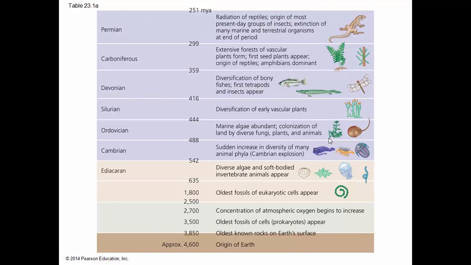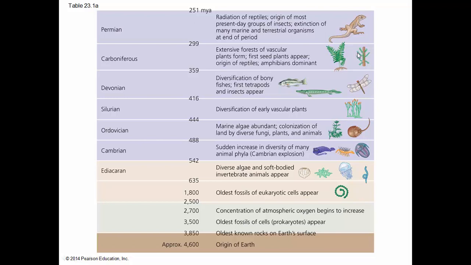Okay, so here is the Paleozoic period in more detail. You don't need to know this detail, but you do need to know that it's the Paleozoic period and what organisms occur in there. There's the Cambrian period, where there was a sudden increase in diversity of many animal phyla. Here's Hallucigenia right here. The Ordovician, the marine algae is abundant, colonization of land by diverse fungi, plants, and animals. The Silurian, which is the diversification of early vascular plants. Devonian, the diversification of fishes, and the first tetrapods like Tiktaalik begin to appear.